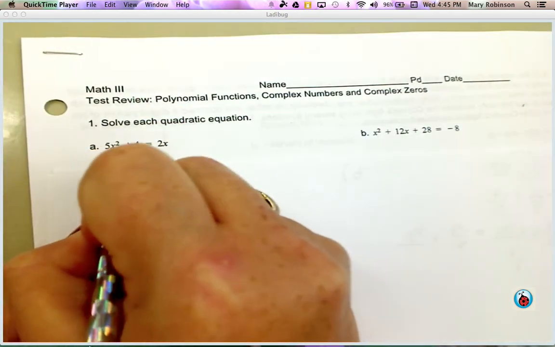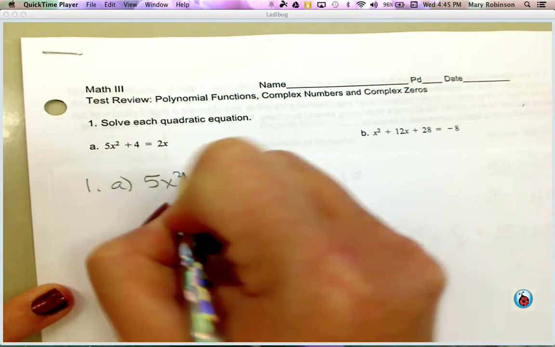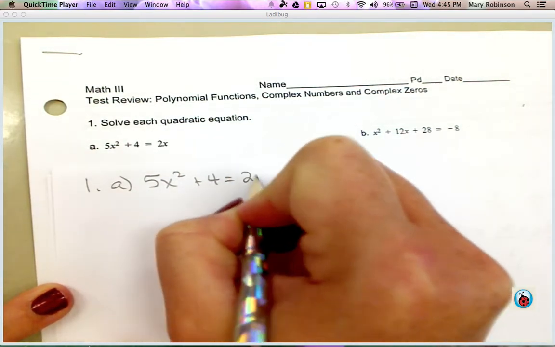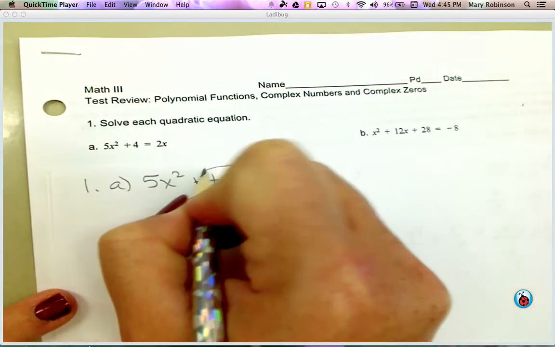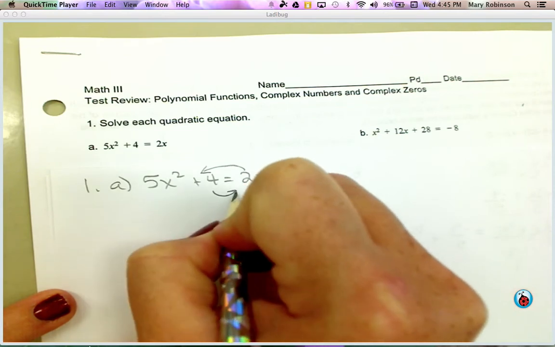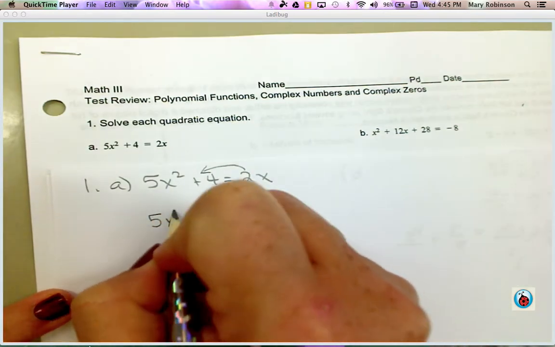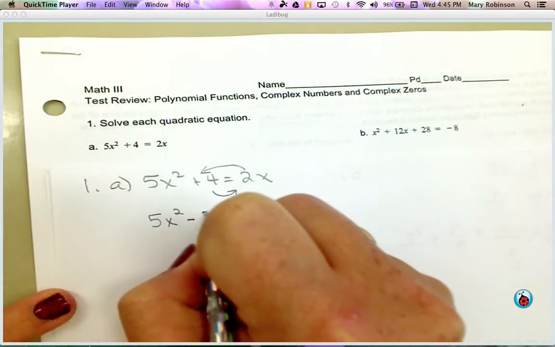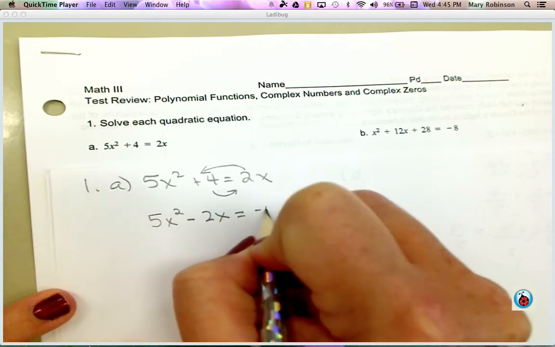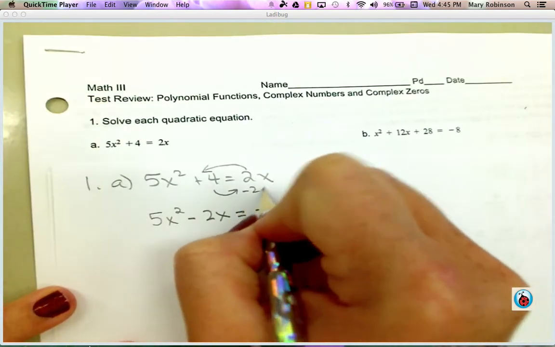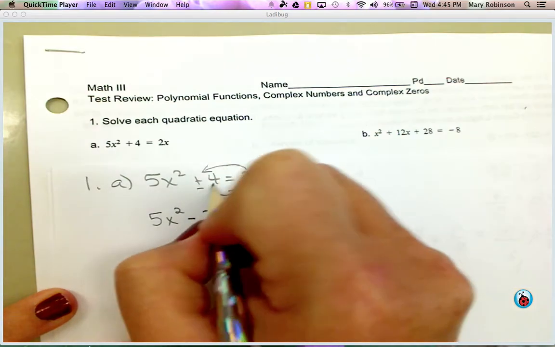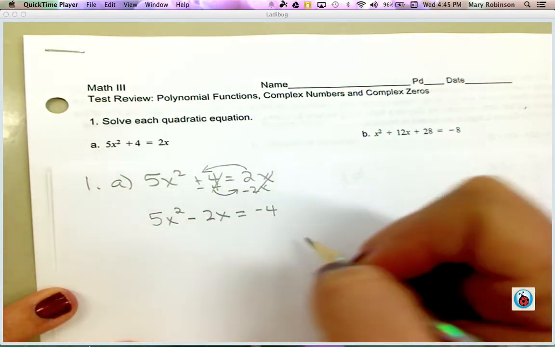So for 1A, your first job is to, when solving, make sure that your quadratic and linear term are on one side and your constant on the opposite. So I'll have 5x squared minus 2x equals negative 4. And you remember it switched signs because we have to subtract 2x and subtract 4 when we move it.